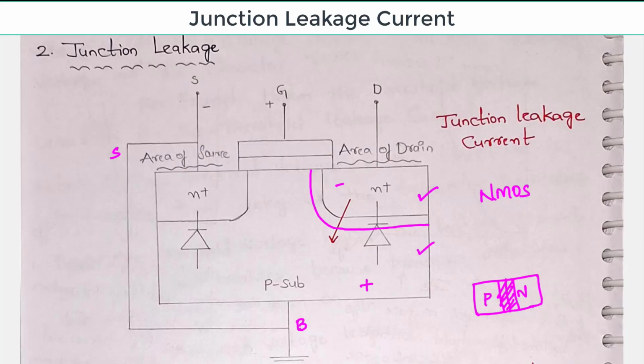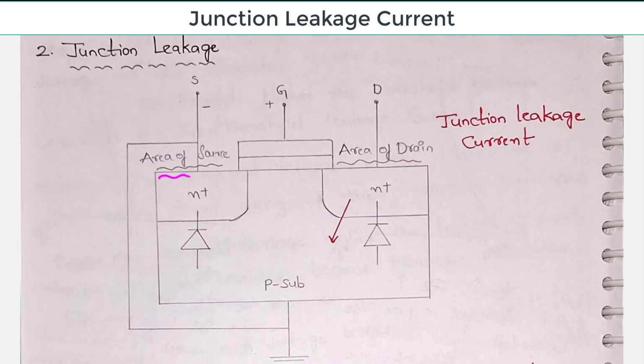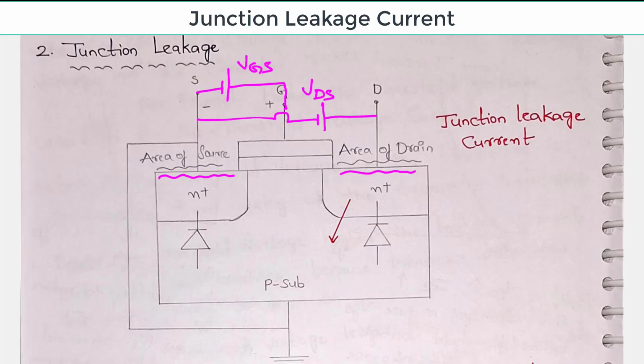Across the source, gate and drain terminals, this portion is called the area of source, this is the area of drain, and for the formation of the channel we know that we need to apply a potential between gate and source. So this will be connected to negative, this will be positive, and for the flow of electrons we need to connect negative here and positive here. So this will be VDS, this will be VGS.